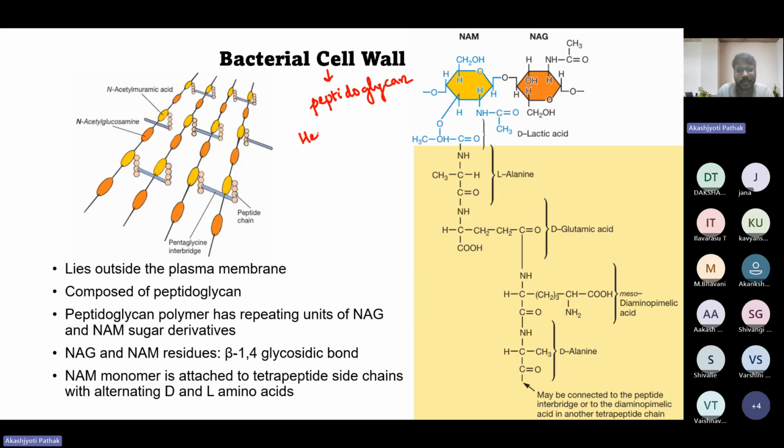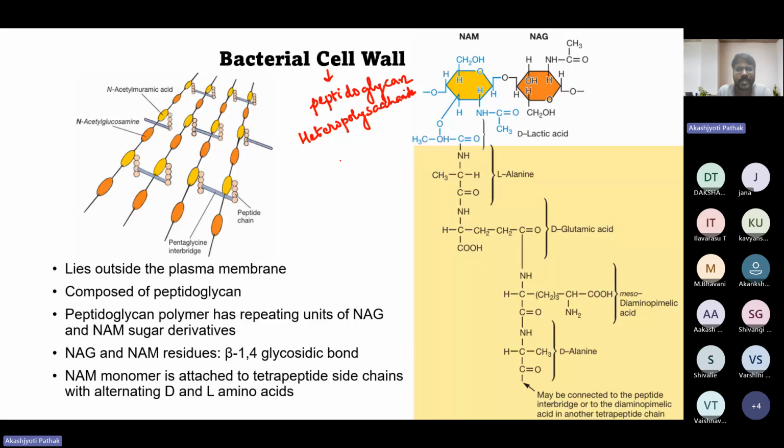It is a heteropolysaccharide. Okay, so you must have read about this structure in your biochemistry classes. So it is a heteropolysaccharide. Why? Because it is made up of these two basic subunits, NAM and NAG, N-acetyl muramic acid and N-acetyl glucosamine. So the repeating units of NAM and NAG give rise to this structure, which is called the peptidoglycan.